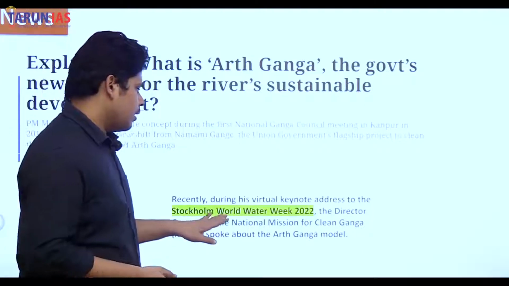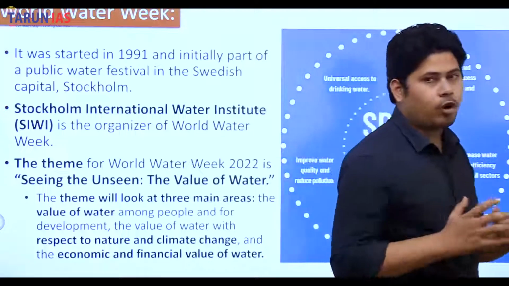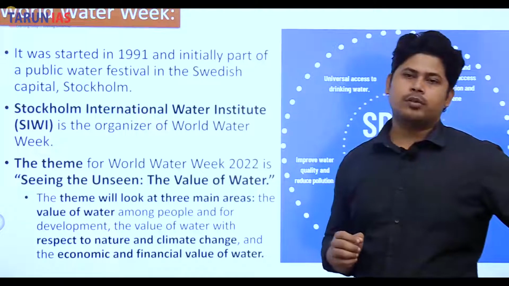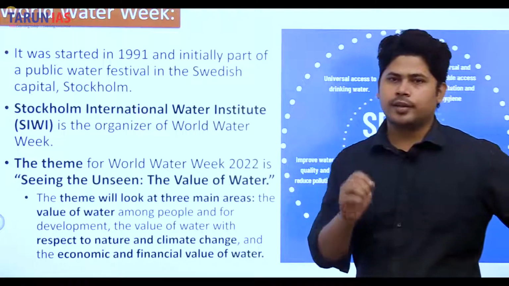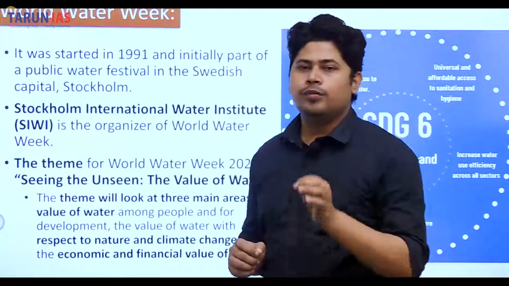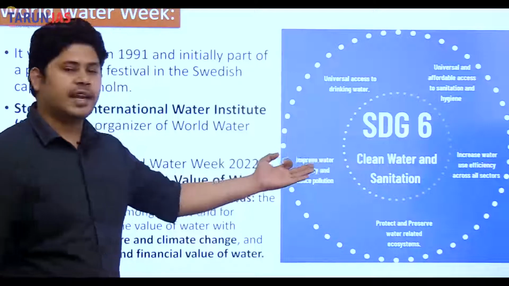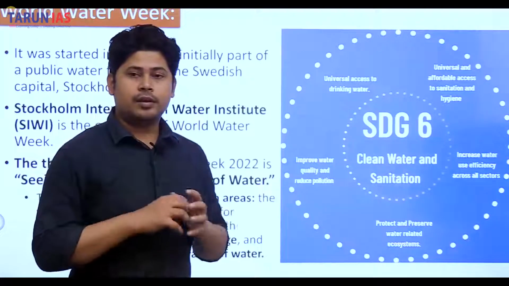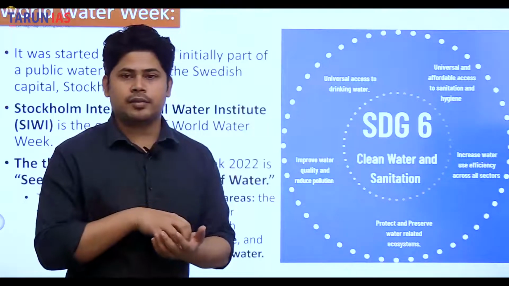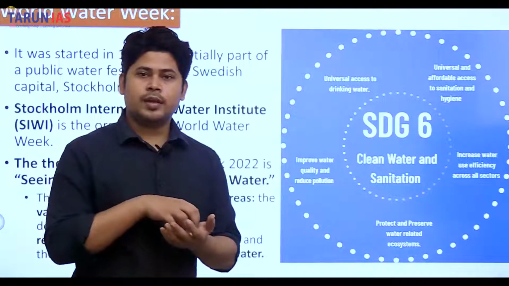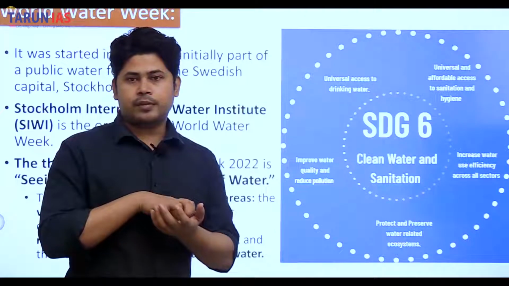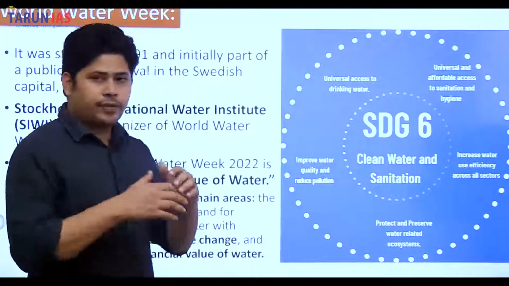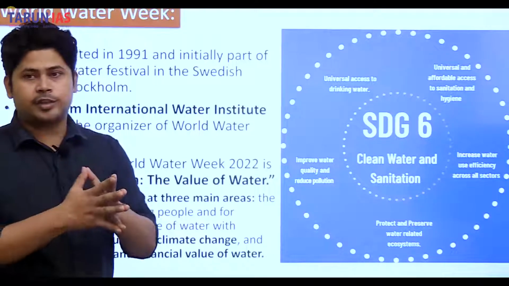Now, why water? Water is very fundamental to our existence, right? And Sustainable Development Goal 6 talks about universal access to water, basically clean water and sanitation. Sanitation is also a very huge problem that affects low income and middle income countries. India is gradually moving from very poor sanitation infrastructure to a better one, right? In the past 5 to 10 years, we have made great strides in that field.